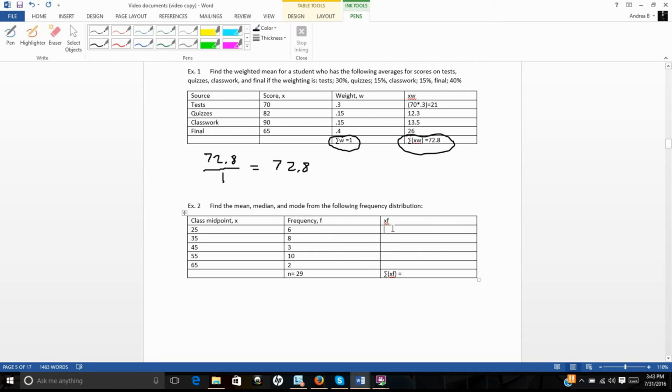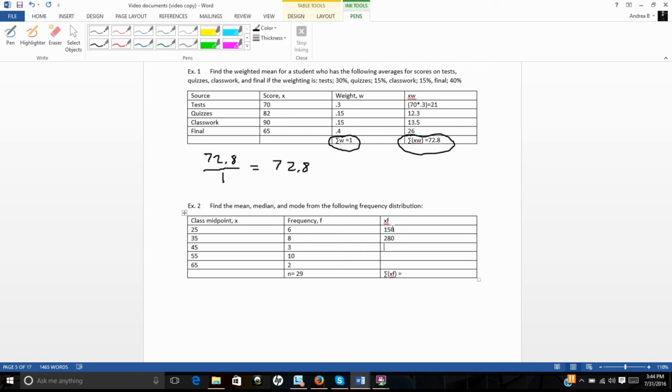And then what we do is we multiply together our class midpoints and the frequencies. So it's similar to what we just did for the last example. We'll have a few changes since we're not dealing with weights here, but we're dealing with frequencies. So we multiply together our midpoint and frequency. For the first one, we get 150 if we do 25 times 6. If we do 35 times 8, we get 280.